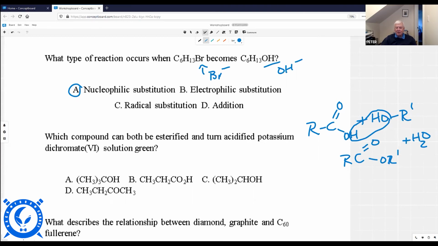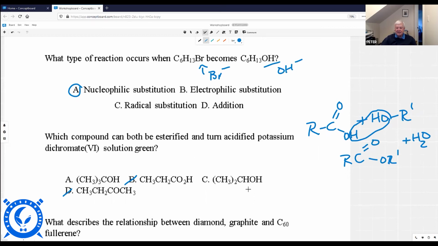And potassium dichromate will only effect oxidation of, oh, sorry, I misspoke. We've ruled out D because it's not an alcohol, and we've ruled out B because it's a carboxylic acid. But I guess you could always argue the carboxylic acid could be combined with an alcohol, but it certainly will not turn acidified potassium dichromate green. In order to be oxidized, the alcohol has to be either a primary alcohol or a secondary alcohol.